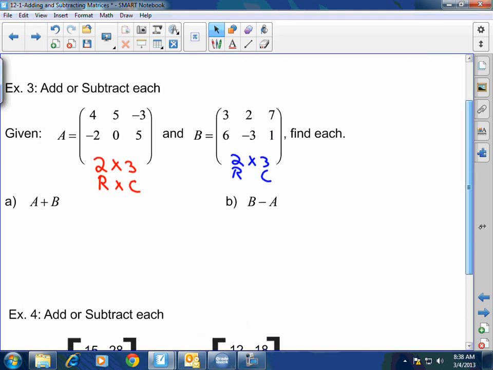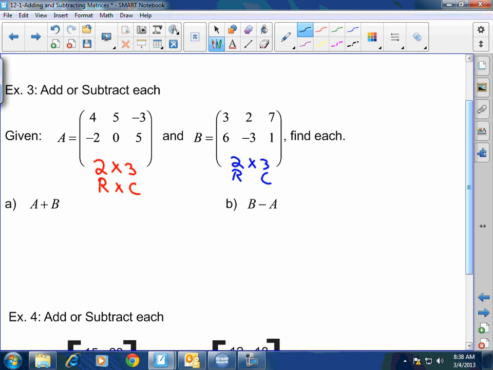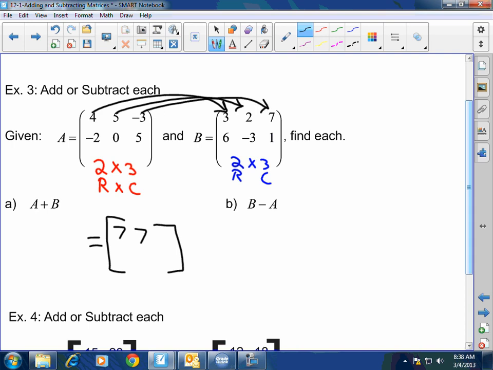So let's go ahead and do some calculations. What is A plus B? Now, you guys are pretty advanced. So what I would do is rewrite a matrix. I know that my matrix is going to be a 2 by 3. It has to be. So I'm adding here, okay? I'm going to do this in my head. If it confuses you, I'll do it the long way. But what's 4 plus 3? 5 plus 2. Negative 3 plus 7. Negative 2 plus 6. 0 minus 3. And 5 plus 1. That's it. You're done. Literally. It's that easy.